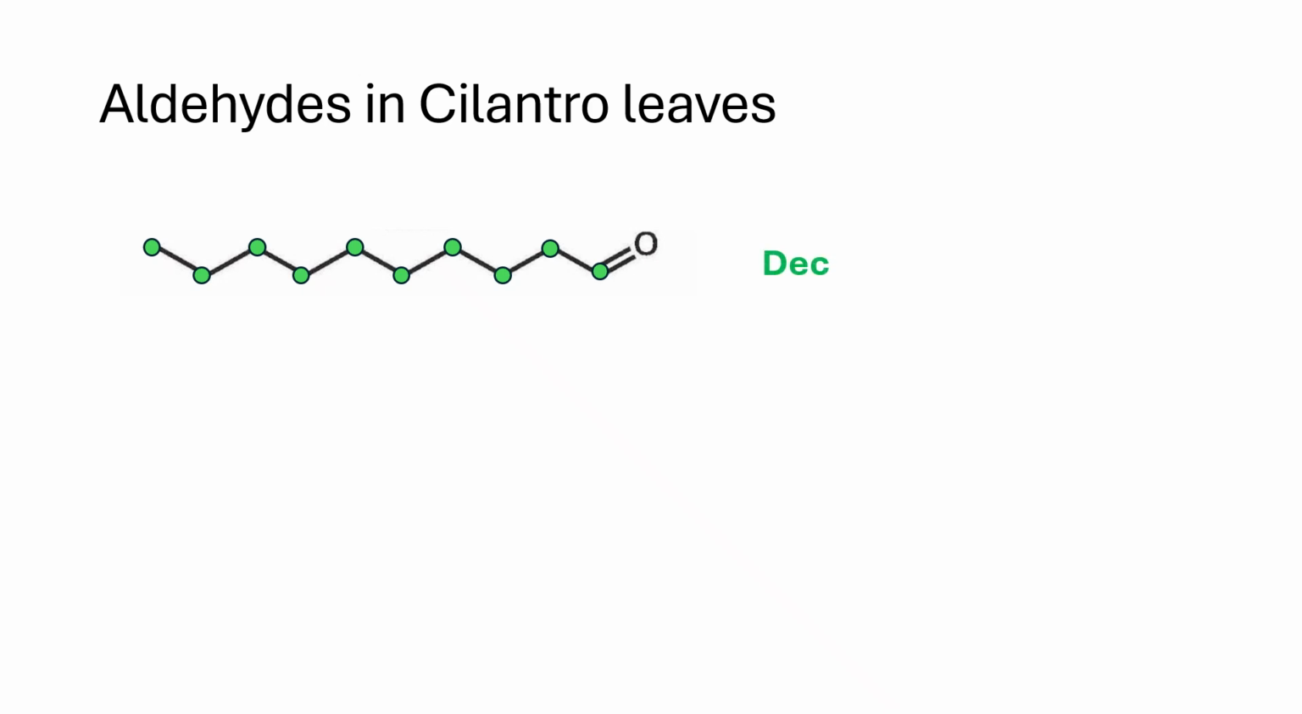Having 10, the prefix will be dec. And being an aldehyde, there's your -al, it's a decanal. And some of you might wonder, why is December the 12th month when dec is meant to be 10?